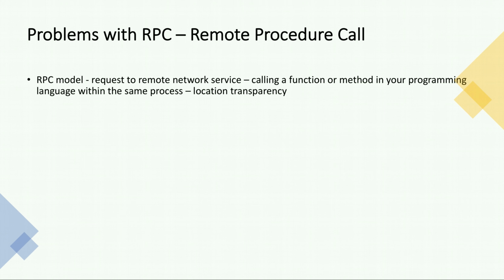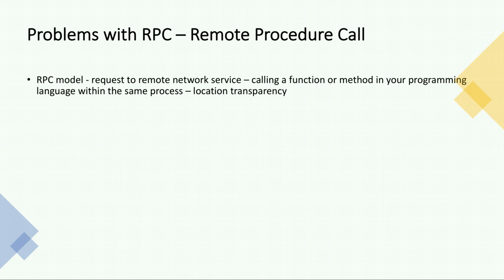So now let's see problems with RPC, that is remote procedure call. An RPC model tries to make a request to a remote network service look like it is calling a function or method in the programming language within the same process. This abstraction is called location transparency.